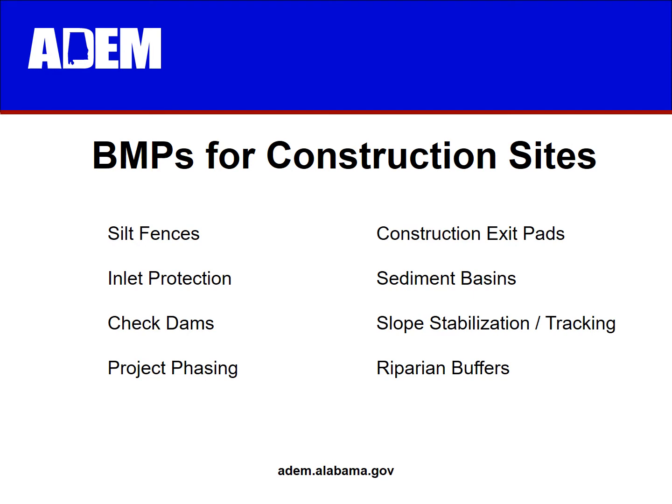Contractors and developers are required to utilize a variety of best management practices, or BMPs, to keep soil on their construction site and to prevent turbid discharges. BMPs can include items such as silt fences, inlet protection devices, construction exit pads, hydro seeding, and the use of sediment basins.